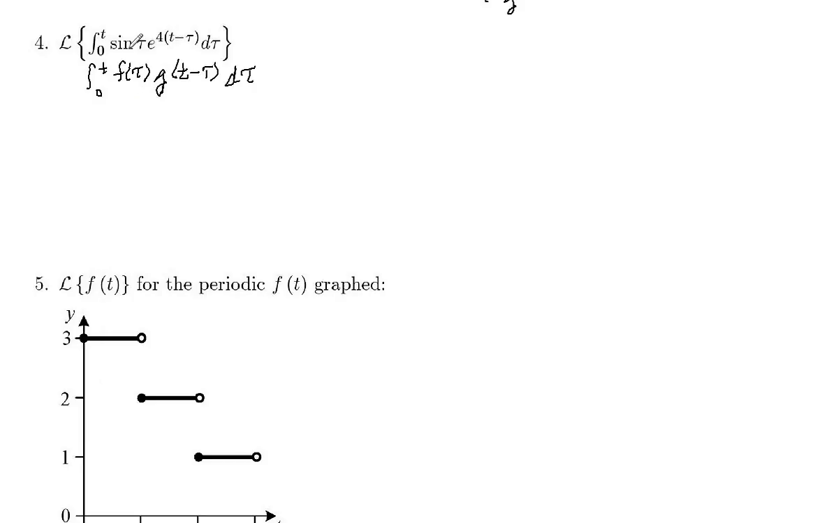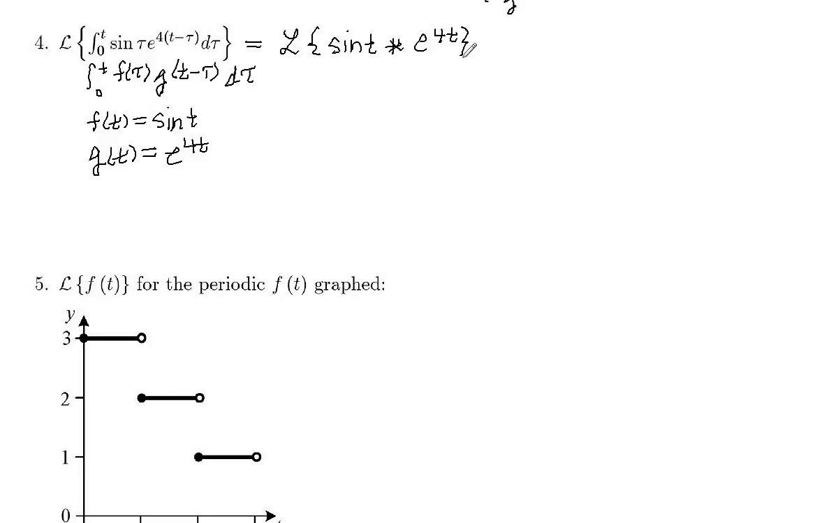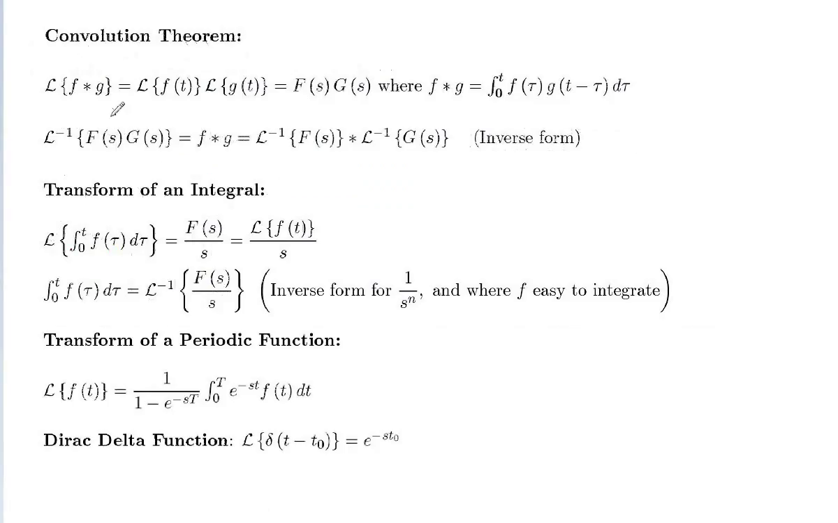So this means our f of tau is sine of tau, so that means our f of t is going to equal sine t, and our g of t minus tau is e to the 4 times t minus tau, so that means our g of t is just going to be e to the 4t. And what we're really doing then is the Laplace transform of sine t convolution with e to the 4t. Okay, so now it looks like this.